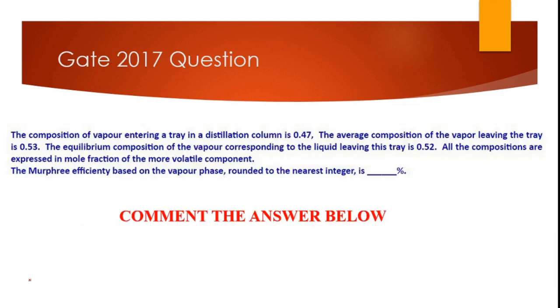Next, I want you all to try this GATE 2017 question. Comment the answer below. This is very simple. You are already given the values of the three components in the Murphy efficiency formula. Calculate it and answer me in the comment section. After you find the answer to this question, you will get a very good insight.